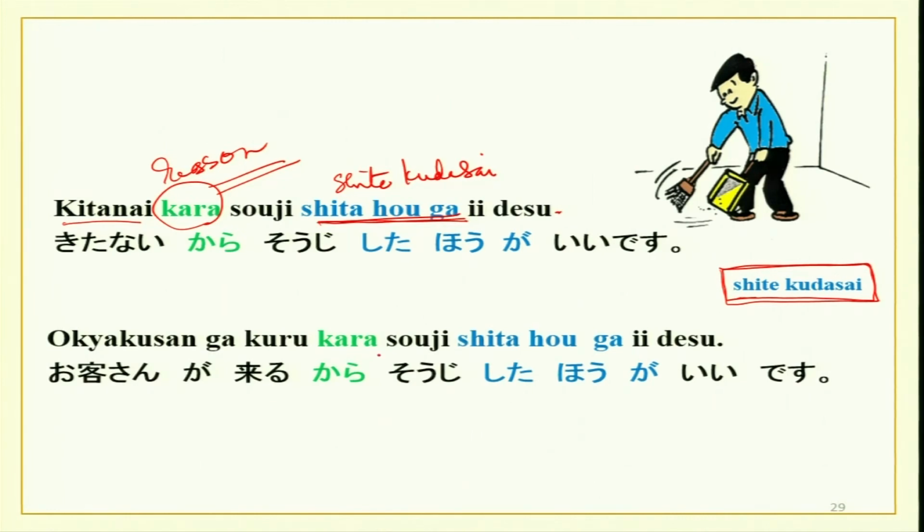Now, okyaku-san ga kuru kara. So if your house is dirty, what are you supposed to do? You are supposed to clean it. So somebody is suggesting okyaku-san ga kuru kara soji shita hoga ii desu. Okyaku-san ga kuru kara soji shite kudasai. So this is how you can change and see the exact meaning of these phrases.